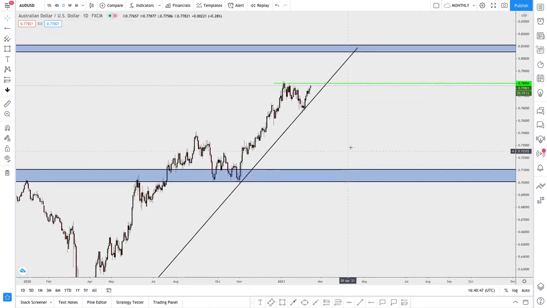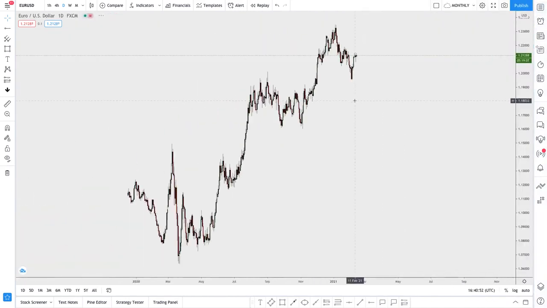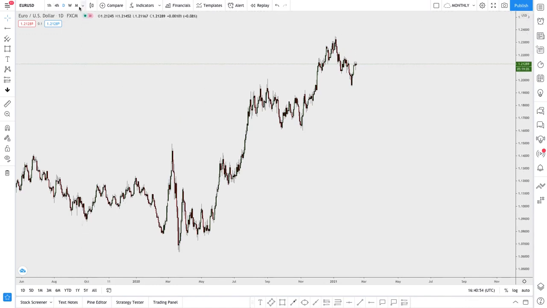So as you can see, very clean, straightforward and easy. So I'm not going to waste too much time on AUD USD. Let's go and take on some more examples. So let's go over to the euro dollar. I have deleted everything on my chart before I started.